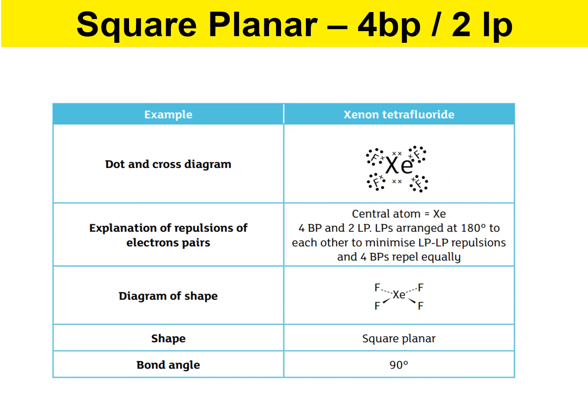The final shape we will look at is square planar. This is when the central atom has 4 bonded pairs of electrons and 2 lone pairs of electrons. The lone pairs are arranged at 180 degrees to each other to minimise the lone pair repulsions, and the 4 bonded pairs repel equally. The shape is square planar and the bond angles are 90 degrees. This is a shape that we will meet in more detail in the A2 course.